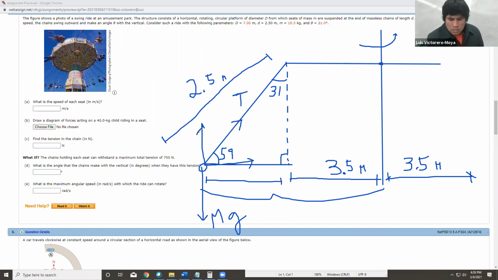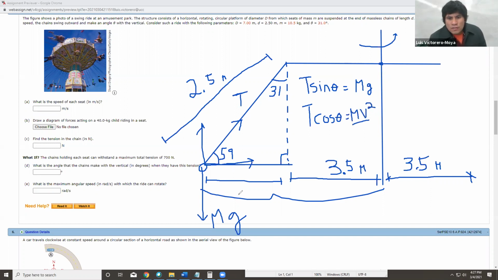And now you have all this, right? So tension sine 59 is mg. Tension cosine 59 is the centripetal force. To find the speed, you don't need the tension. So you can put tension sine theta, I'll put theta here, 59, right? Is equal to mg. And tension cosine theta is mass times v squared.